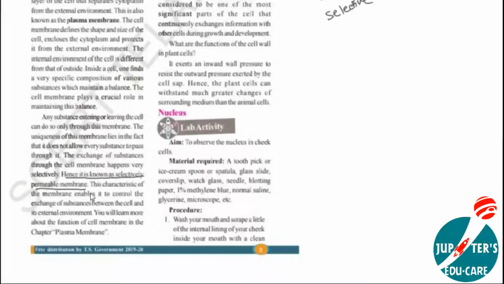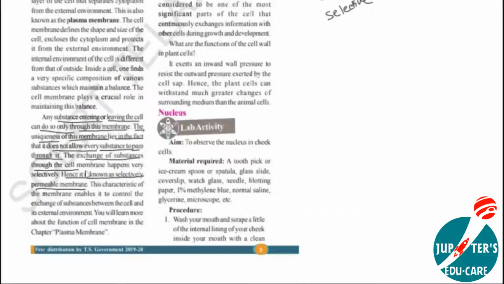Why do we call it a selective permeable membrane? Any substance entering or leaving the cell can do so only through this membrane, meaning the cell membrane. The uniqueness of this membrane lies in the fact that it does not allow every substance, but allows only some selected useful substances, right? It does not allow every substance to pass through it.